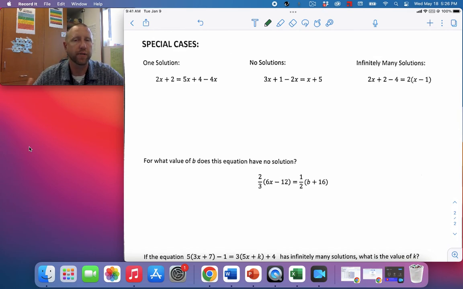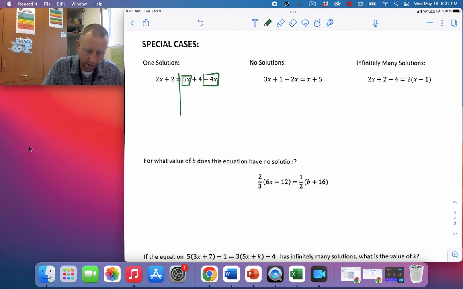So on the next page, we have some special cases, and this is similar to how we reviewed special cases earlier. So for one solution, you know, it's going to work. You're going to get an answer for x. Like for instance, this one, combine these like terms here. I see a 5x minus 4x. I see 2x plus 2. So 2x plus 2 stays the same. But I can combine these like terms on the right. 5 minus 4 is 1, so just x plus 4.